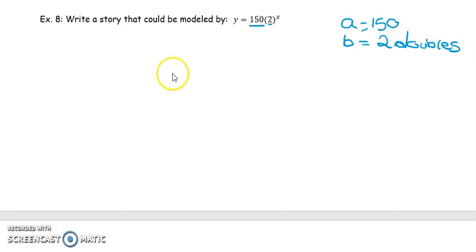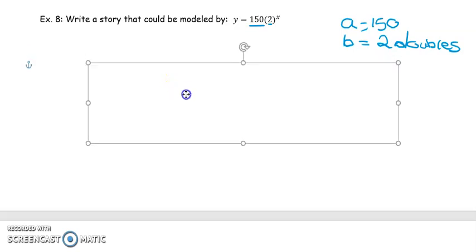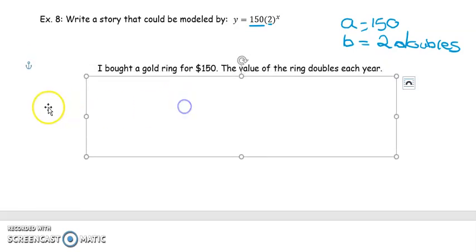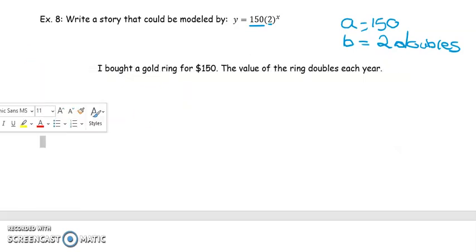All right, so I'm going to give you my example that I came up with. Let's look at what I've got. I put, I bought a gold ring for $150. The value of the ring doubles each year. Okay, so that is my situation or my scenario.